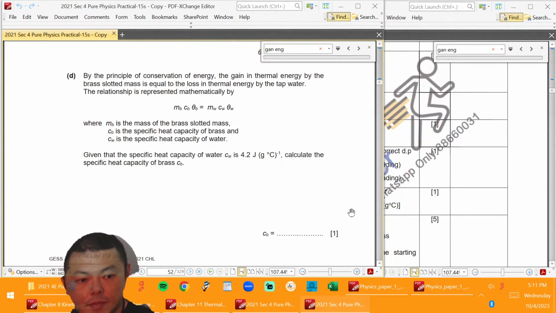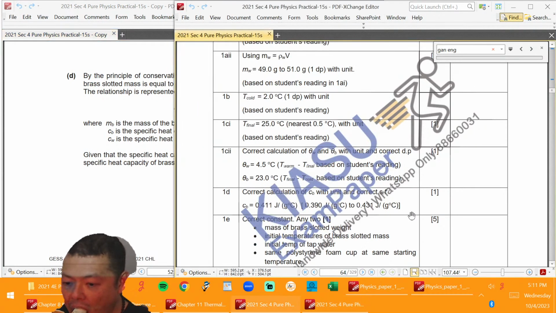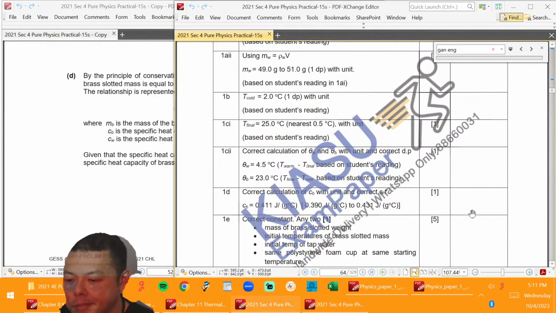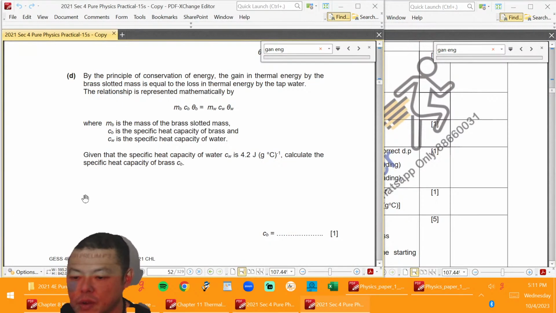Can you answer? What's your raw unrounded answer? 0.365. So in their answer, they also leave it to 3SF. So down here, they request for a correct SF. But why 3 though? Why not 2SF, right? Because even the value they given also is 4.2 joules, right?